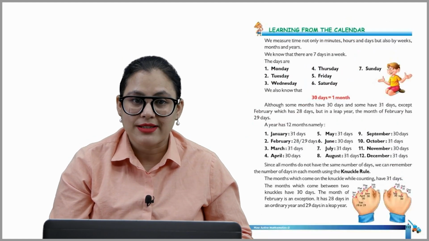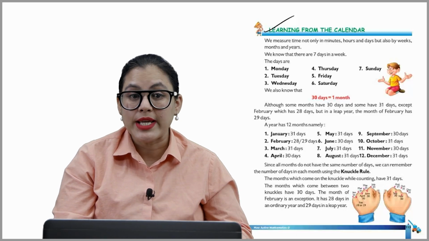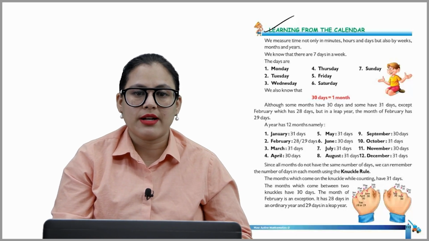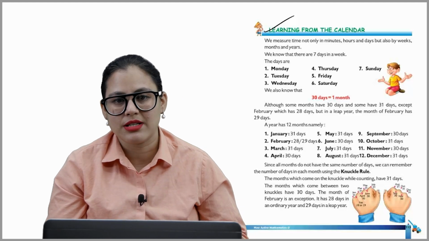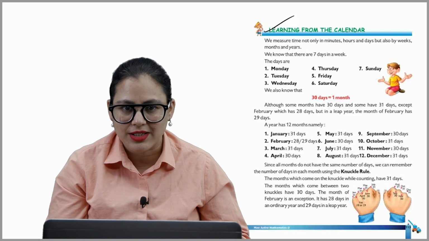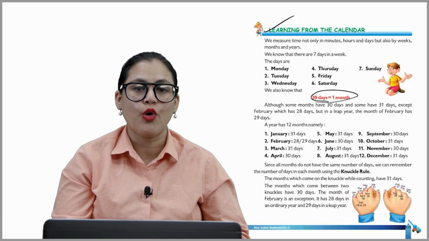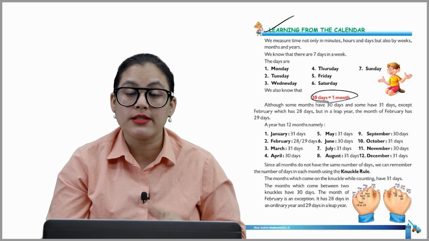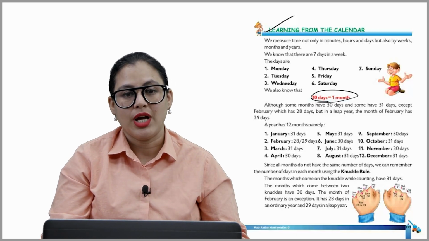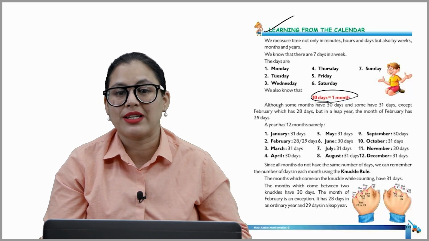Learning from the calendar. We measure time not only in minutes, hours and days but also by weeks, months and years. We know that there are 7 days in a week. The days are Monday, Tuesday, Wednesday, Thursday, Friday, Saturday and Sunday. We also know that 30 days is equal to 1 month, or 1 month has 30 days. Although some months have 30 days and some have 31 days, except February which has 28 days. But in a leap year, the month of February has 29 days.